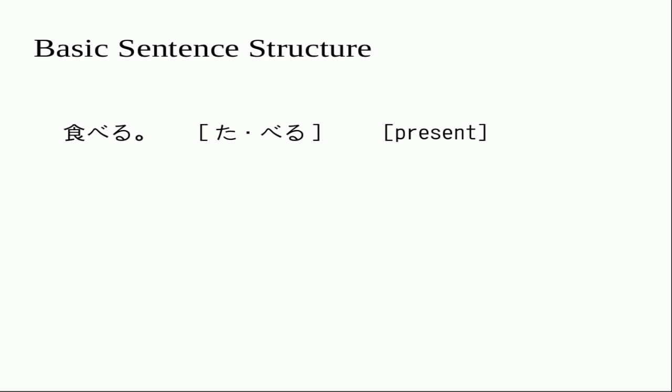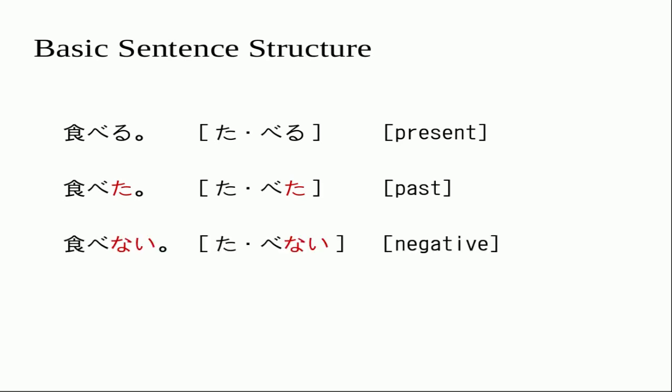So if we change the form of the verb, right, if we conjugate it, well, the entire sentence changes. The nature of the entire sentence changes, because if the verb here is in the present form, taberu, then the whole sentence is in the present, right? However, if it's in the past form, tabeta, the entire sentence is in the past. If it's in the negative form, tabenai, the entire sentence is in the negative, right? And if it's in the polite form, tabemasu, the entire sentence is polite. So yeah, it's very, very powerful, okay?